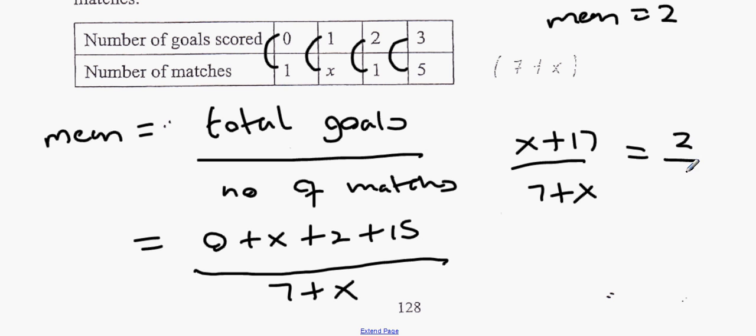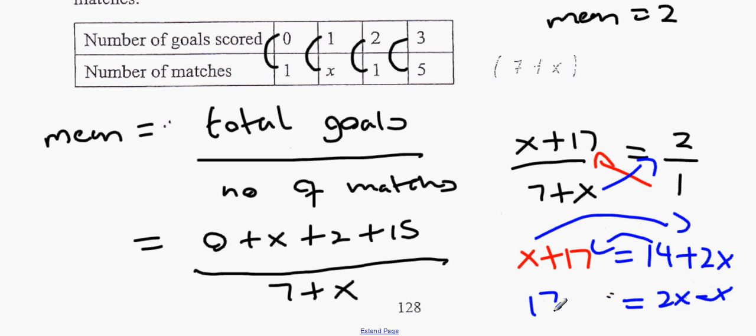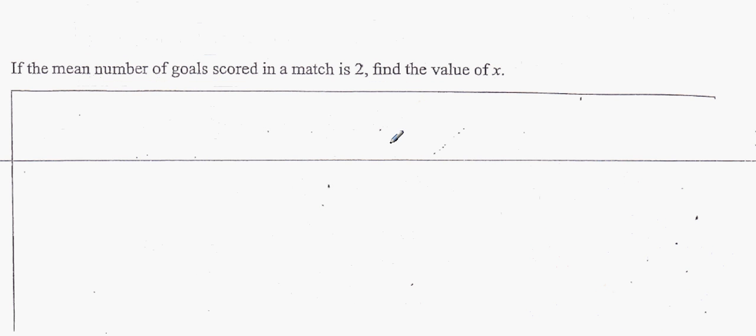The mean is 2. Cross multiply. Bring the 1 up there and bring the 7 plus x up here. And what we're going to get is x plus 17 equals 2 multiplied by 7 is 14 plus 2x. Okay, bring the x over this side, and what we should get is 2x minus x. Bring the 14 over the other side, we get 17 minus 14, and we should get 3 equals x. X equals 3. Okay, and all the workings are there.